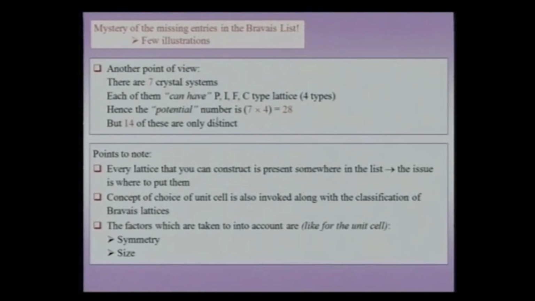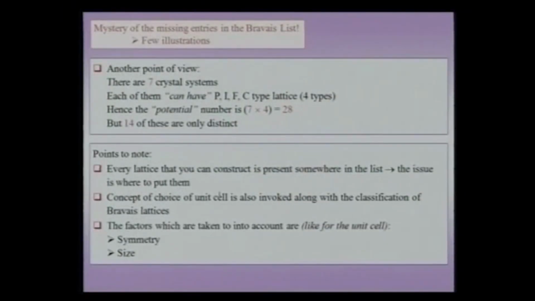That means only 14 of them are distinct, and the others are present somewhere in the list. The issue is where do we put them? So all the 28 are present in some form or the other, but the question is where do we put them in the list? And of course the basic rule has to remain that it has to be a lattice. That means it has to have identical surroundings.